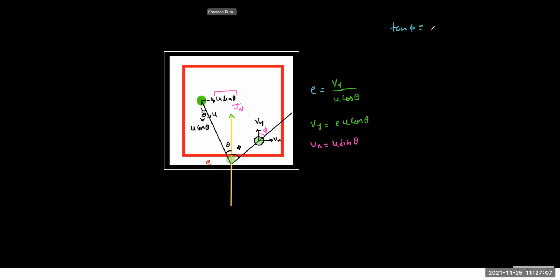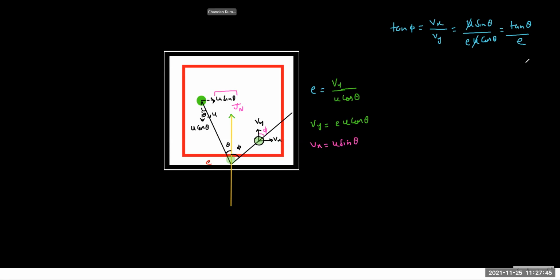So I can add tan phi equals to how much? So you will realize that this is Vx upon Vy. And by the way, what is Vx? We just realized it is u sin theta. And what is Vy? It is E u cos theta. And as already understood, these things will remain independent of the velocity. So the phi is already a fixed quantity.